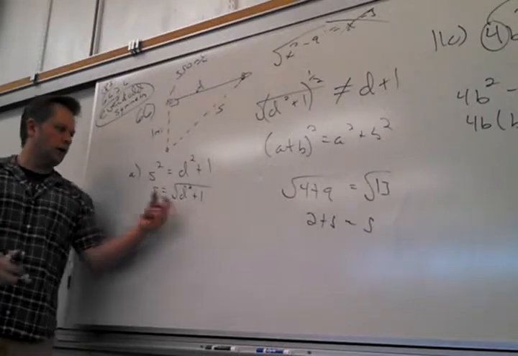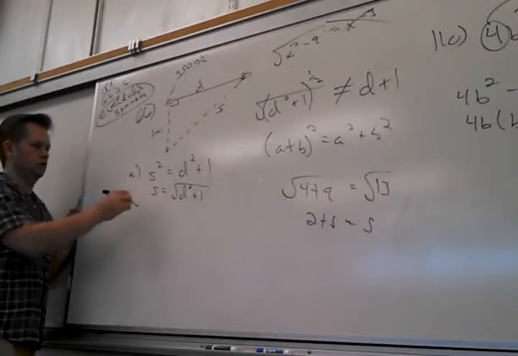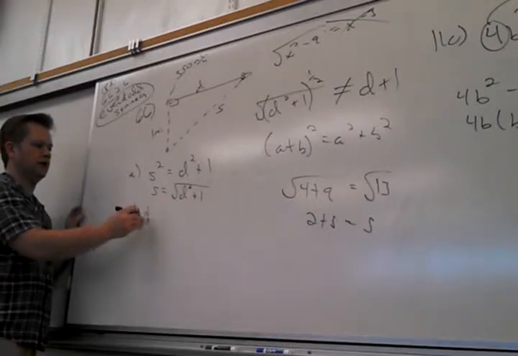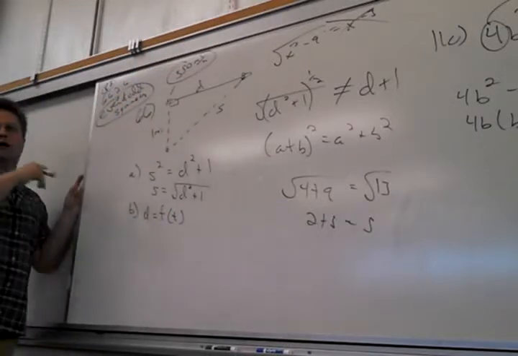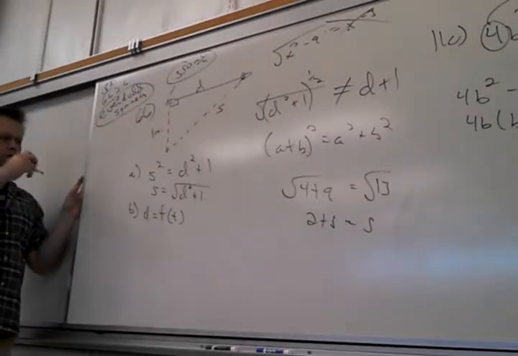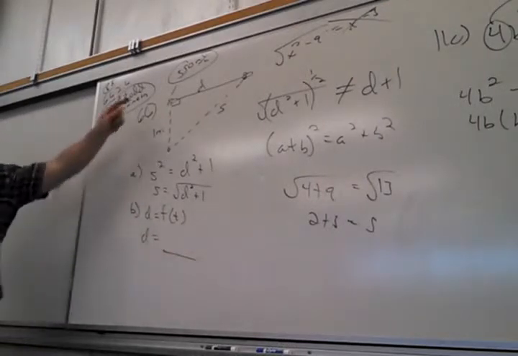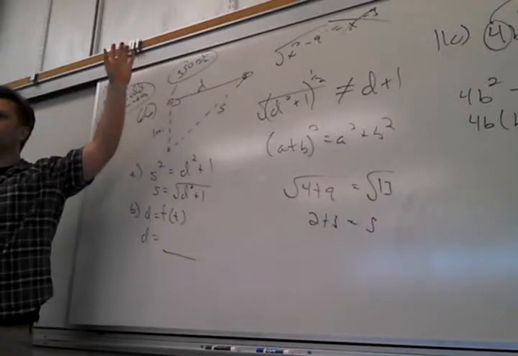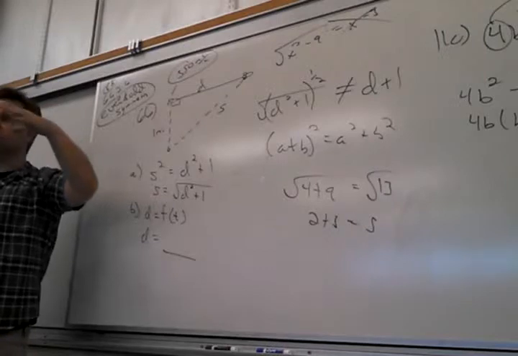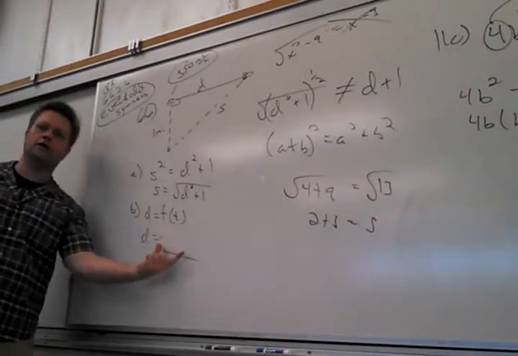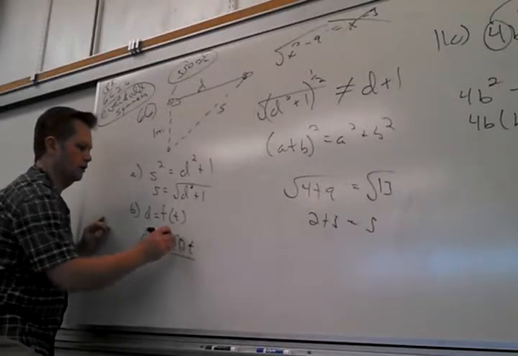Right? That's part A. S is a function of D. So part B says, I want to write D as a function of time, knowing that it goes 350 miles an hour. So D equals what? After 1 hour, how far has the plane gone? 350 miles. After 2 hours, it's gone 350 times 2, 700. So after T hours, it's gone 350 T. That's part B.